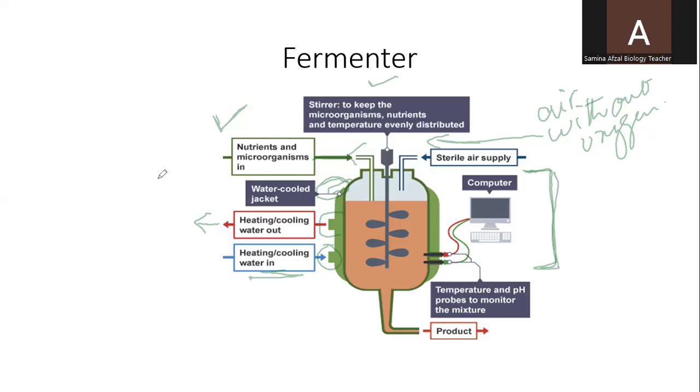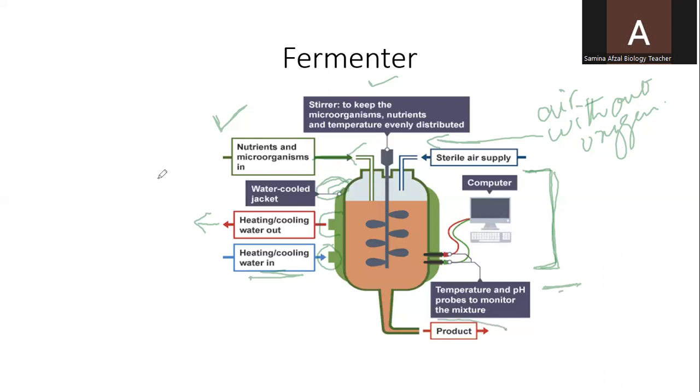Besides all this, the temperature and pH should also be monitored. They should also be maintained, because different products are manufactured at different pH levels and different temperatures. So the pH and temperature play a very important role. They should be maintained for the product which is being manufactured in that fermenter at that time.